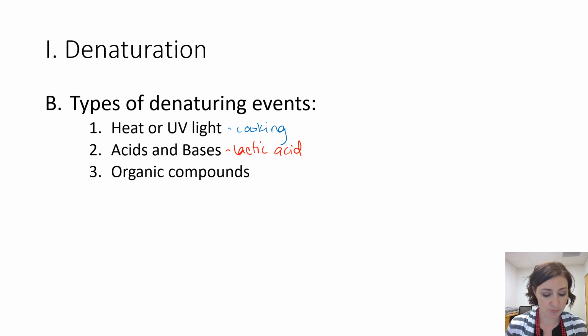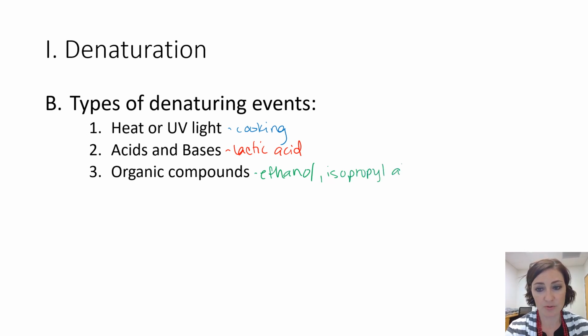Another way we can denature proteins is through the presence of organic compounds. Ethanol, which is the drinking kind of alcohol, or isopropyl alcohol, which is the rubbing kind of alcohol. These are used as disinfectants because they denature proteins in your bacteria or anything else you don't want to come in contact.